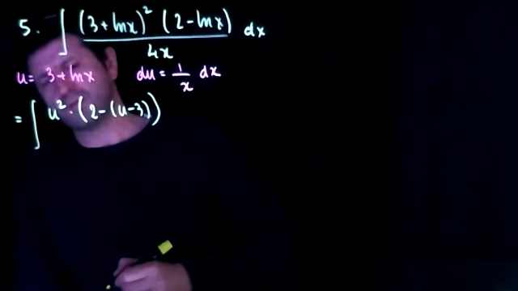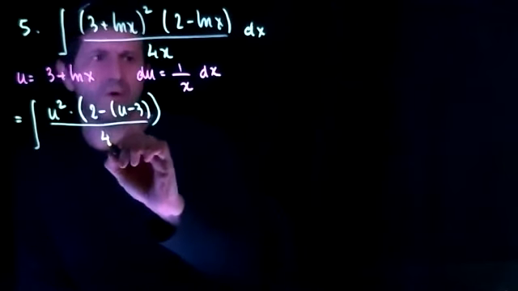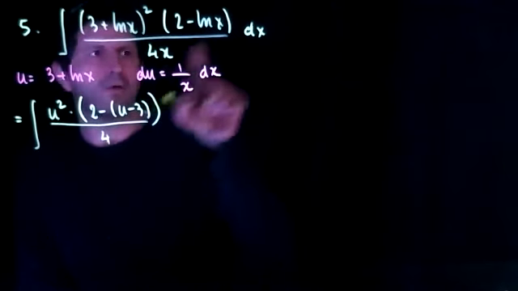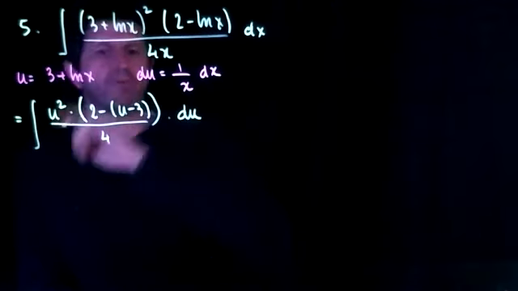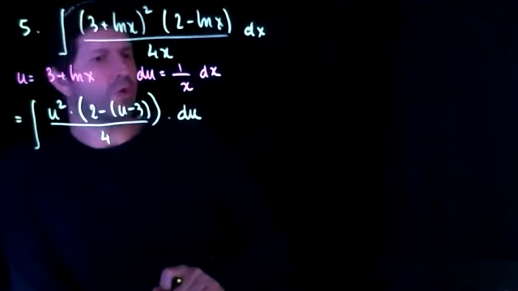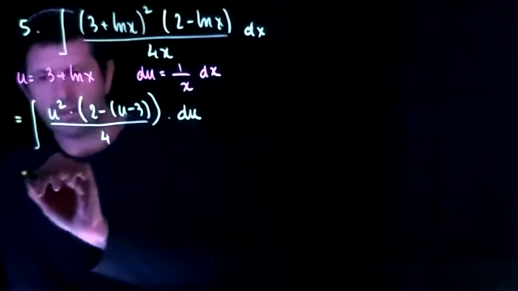You understand what I just did? Yeah. And then over 4, and dx over x is just du. And here you go, I have an integral with just u's, no more x's. Okay, let's simplify it.